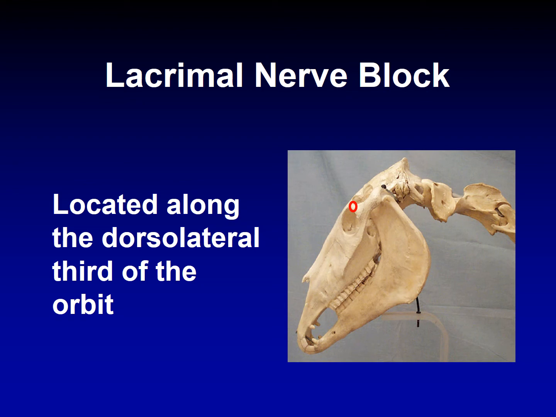And again, it's the lacrimal nerve branch, which is a branch of the trigeminal. Again, all of them are coming from the trigeminal, except the auriculopalpebral coming from the facial. Always remember this rule, basically. Look how we do the lacrimal nerve block at the dorsolateral third of the orbit.